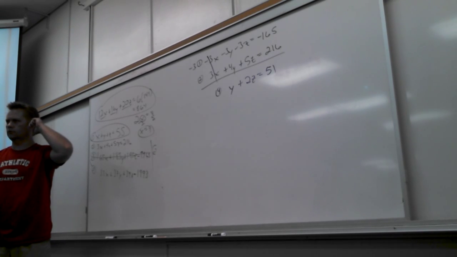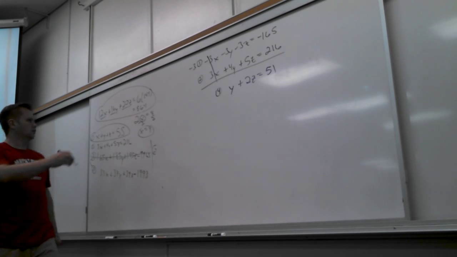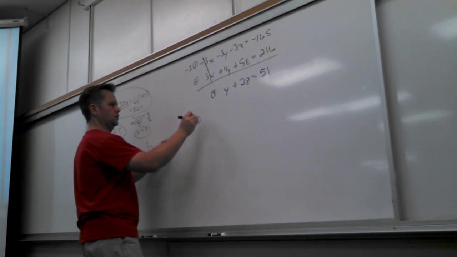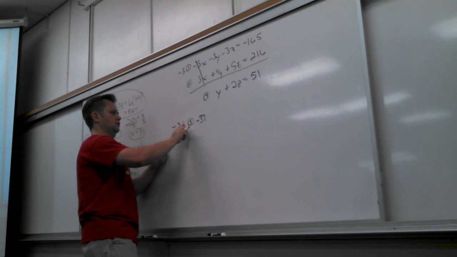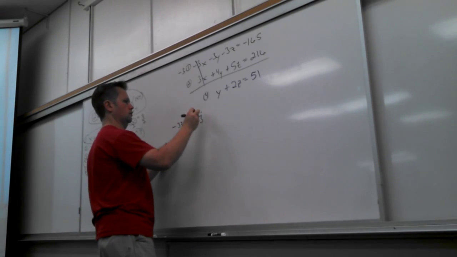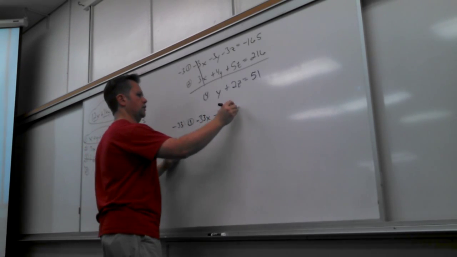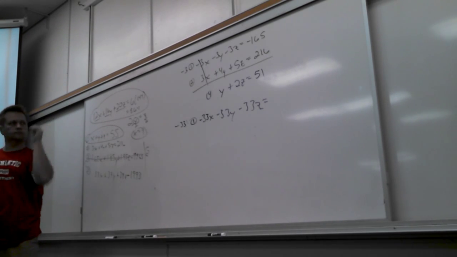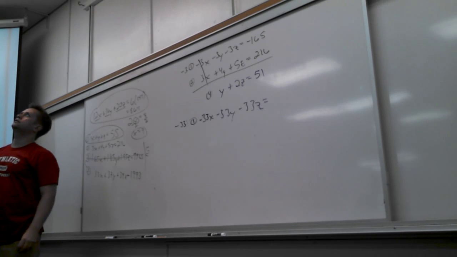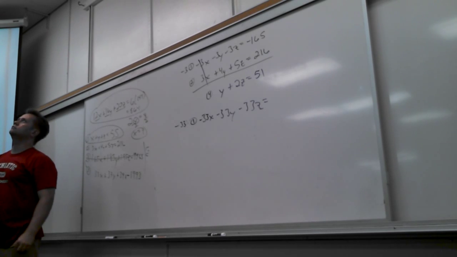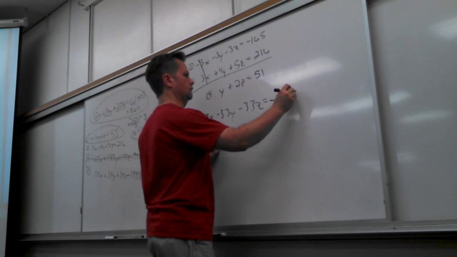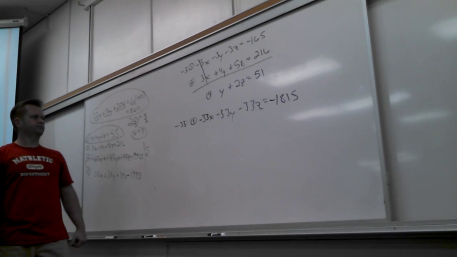Is that what you guys got for the first little equation? Yeah. So now if I take this guy, multiply him by negative Larry Bird, negative 33. So negative 33x minus 33y minus 33z equals whatever negative 33 times that is. 1815. Is it 1815? Yeah.